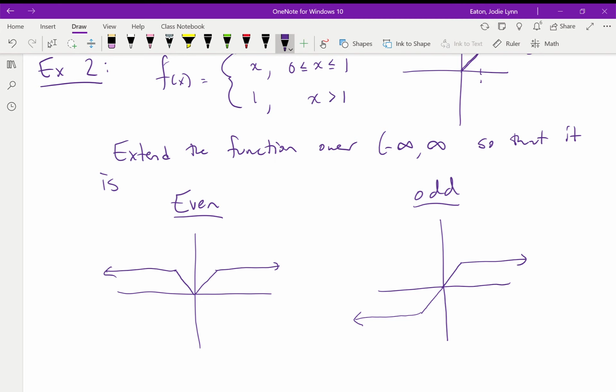Okay, and so those are even and odd functions. The most important thing to remember about even and odd functions is that most functions are neither even nor odd. It's a special characteristic of certain functions, but don't assume that everything is going to be even or odd.